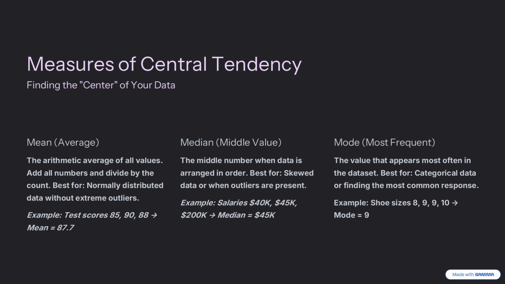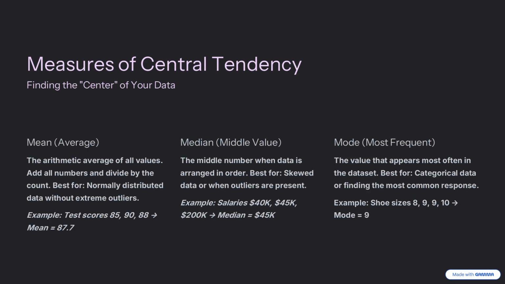Second is median, the middle value. It is the middle number when data is arranged in order, best for skewed data or when outliers are present. For example, salaries such as $40k, $45k, $200k. So the median is $45k.